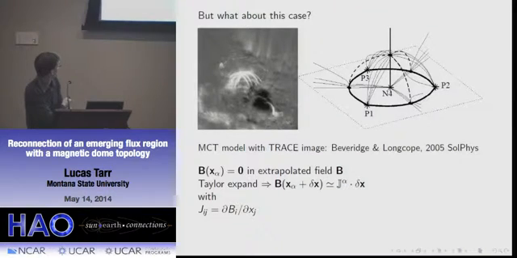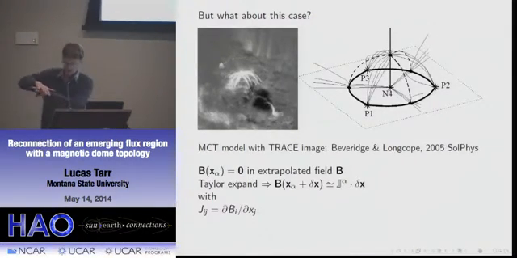So the magnetic field is equal to 0. You can Taylor expand around it, and the properties of the Jacobian matrix here tell you about the relative orientation of the topological elements, how this dome is defined. What this is called is a spine field line, which will connect out towards another area of the external field.